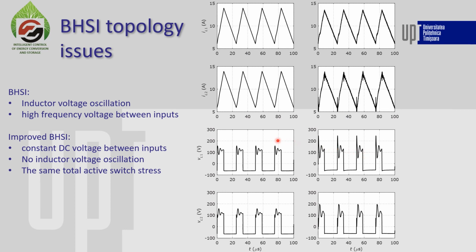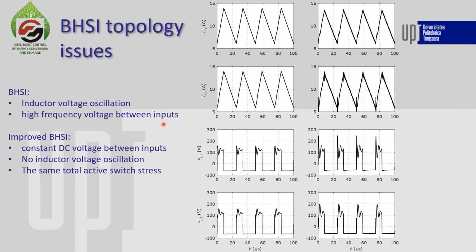And also another issue is that this converter has a high frequency voltage between the two inputs, between the grounds of the two inputs. So this might result in a high electromagnetic interference. So this problem has to be eliminated.